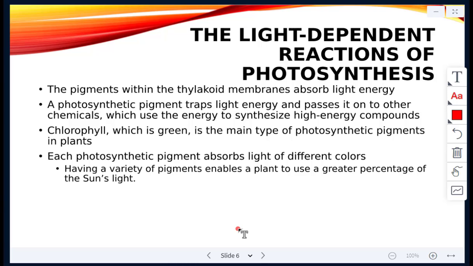So chlorophyll, which is green, it's the main type of photosynthetic pigment in plants. Each photosynthetic pigment absorbs light of different colors. So having a variety of pigments enables a plant to use a greater percentage of the sun's light.